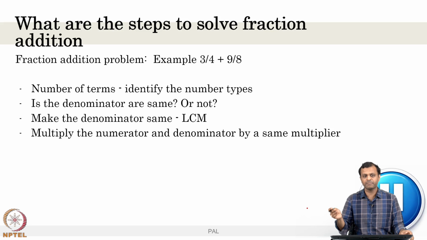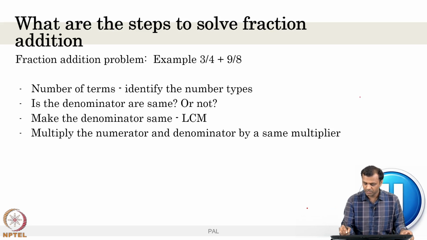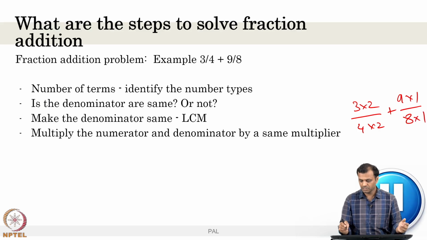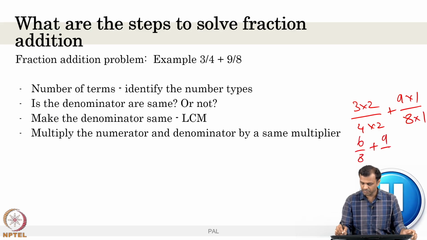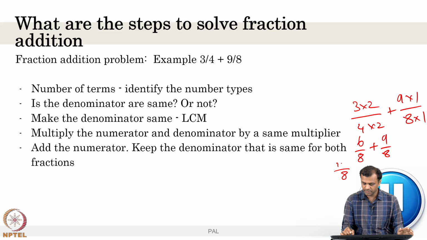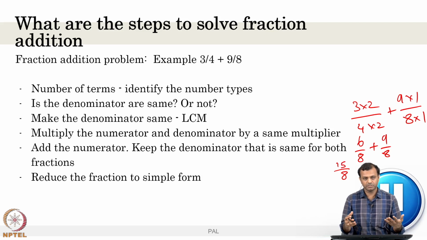So, 6 by 8 plus 9 by 8 would come. This step will be 3 into 2, 4 into 2, plus, here the multiplier is only 1. So, that is the multiplication step. After this, it will be 6 by 8 plus 9 by 8. This is the least common multiple step. Now, since both denominators are the same, keep the denominator and just add the numerators. That will be 8, and 6 plus 9 is 15. That is the result of this particular question.